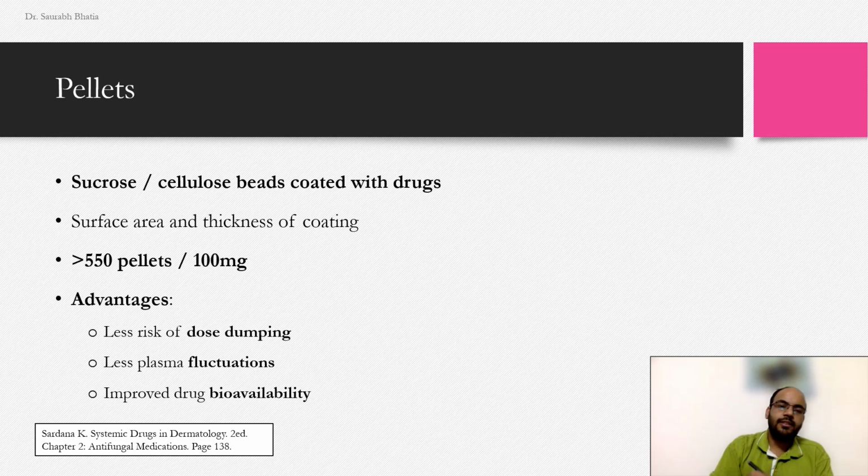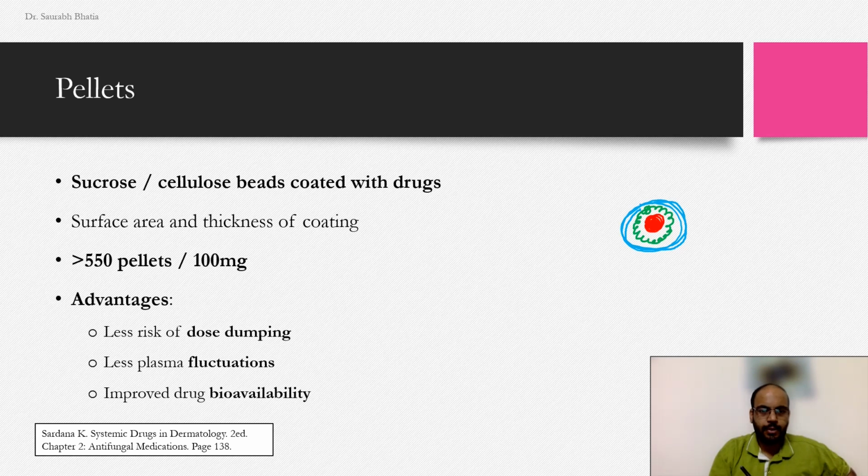So in the start of this presentation, we mentioned that you have a certain sucrose, or it can be of other materials, so sucrose, a sphere, a little ball, and then you have itraconazole coating the sucrose, and then you have a preventive coating around it. This preventive coating is just for preservation and preventing it from getting dissolved in the stomach acid. So these are sucrose or cellulose beads coated with the drugs.